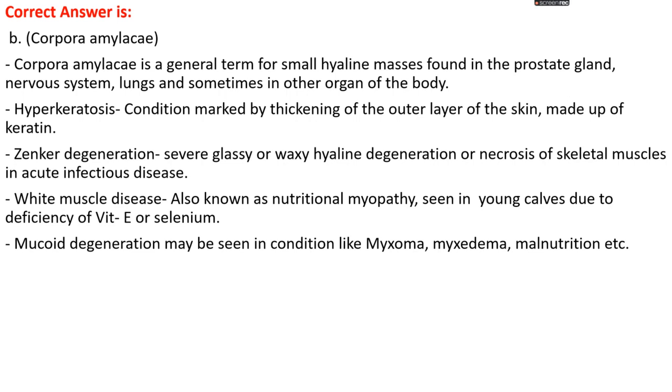Corpora amylacea is a general term for small hyaline masses which are present in the prostate gland, nervous system, lungs, and sometimes in other organs of the body.